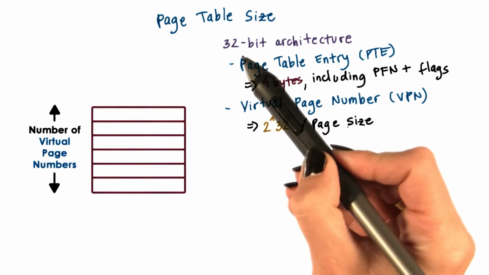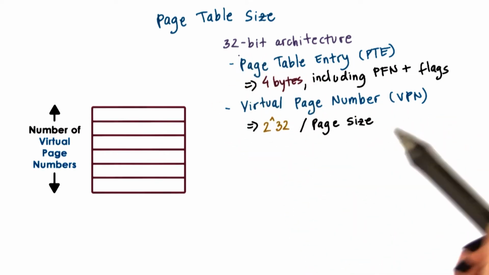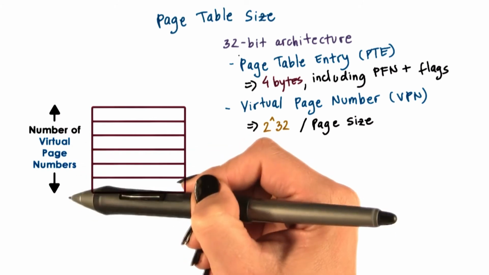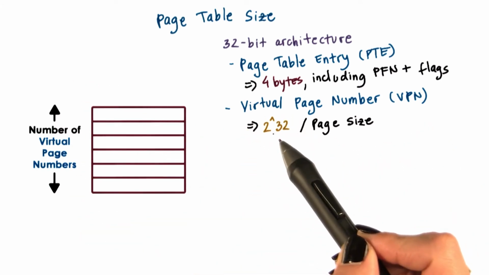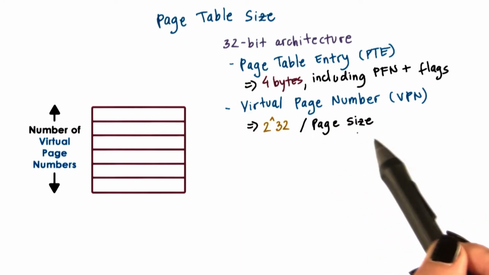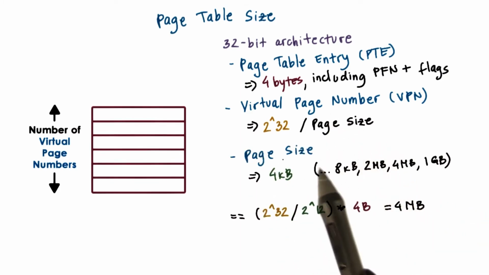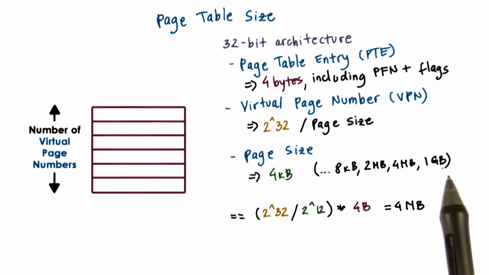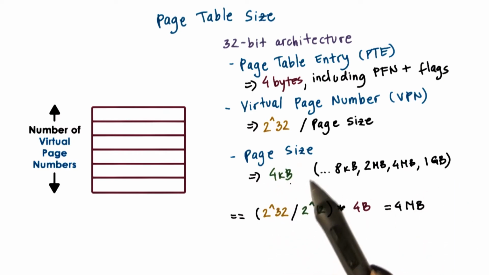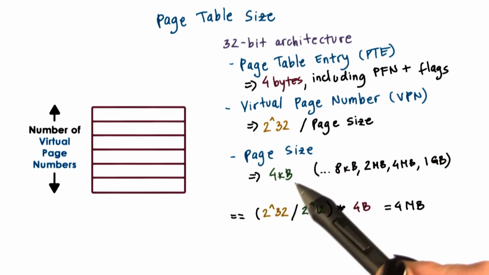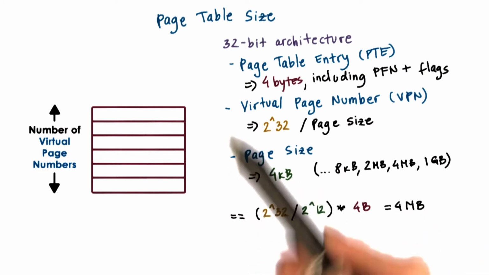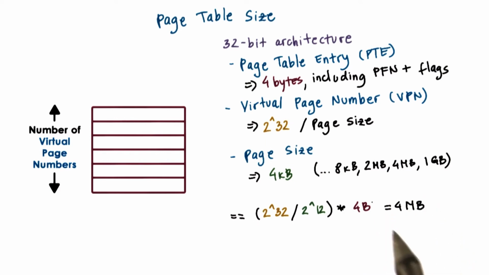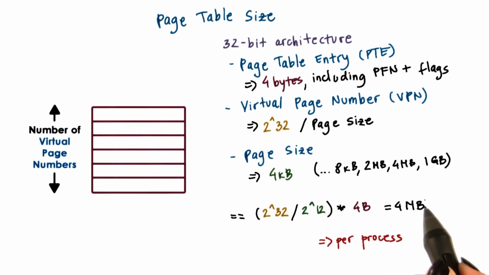So let's say in this example, we have 32-bit physical memory as well as 32-bit virtual addresses. So that will be 2 to the 32nd, and that will have to be divided by the actual page size. Different hardware platforms support different page sizes, but let's say we pick a common 4 kilobyte page size for this example. In that case, if you do the math, you will see that the page table will be 4 megabytes, and it will be 4 megabytes for every single process.